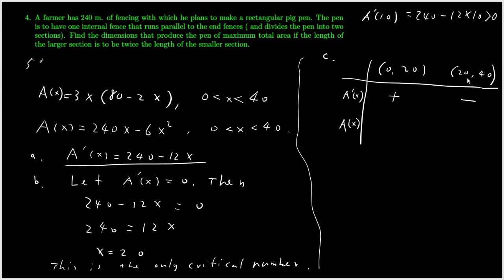The derivative is positive on the interval from 0 to 20. It means the original function a of x is increasing on that interval, right? And likewise, the function is decreasing on the interval from 20 to 40. This is the table confirming that 20 is indeed the location of the absolute maximum, because the value of the function at any other number is smaller than the value of the function at 20 for sure.